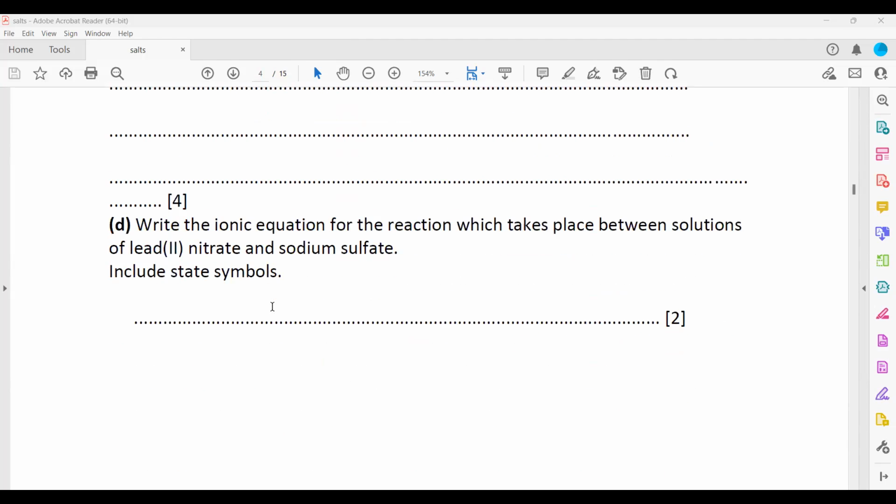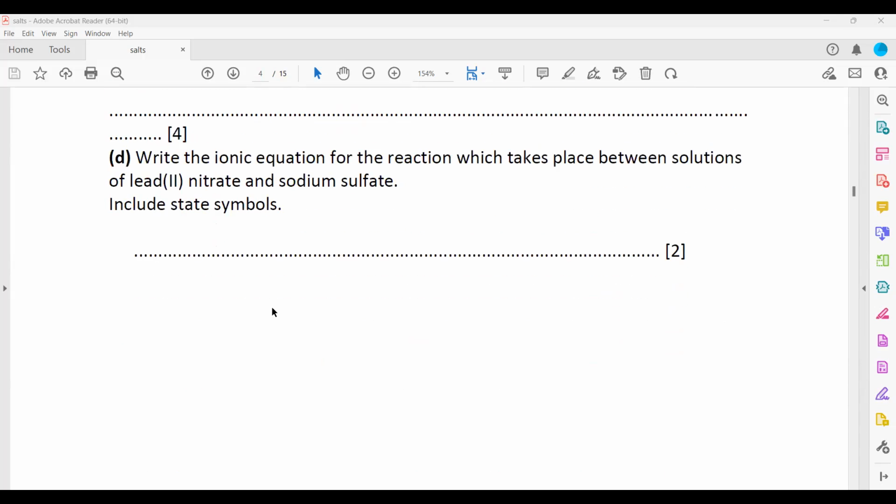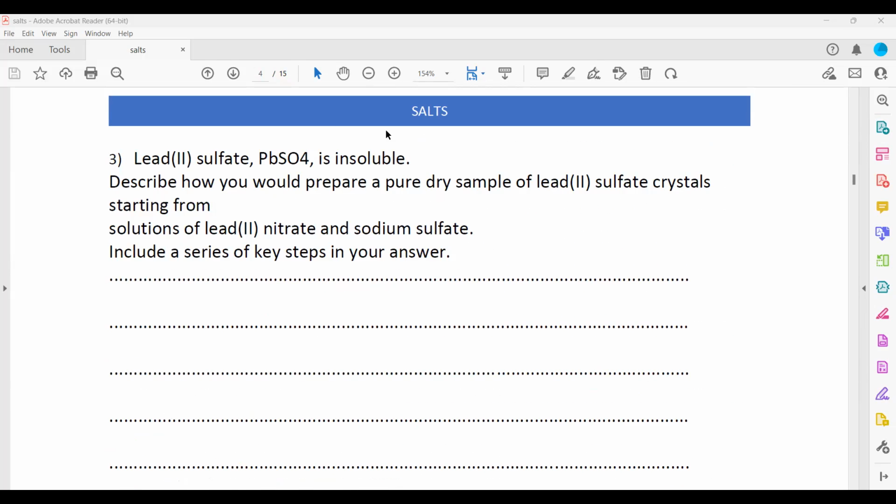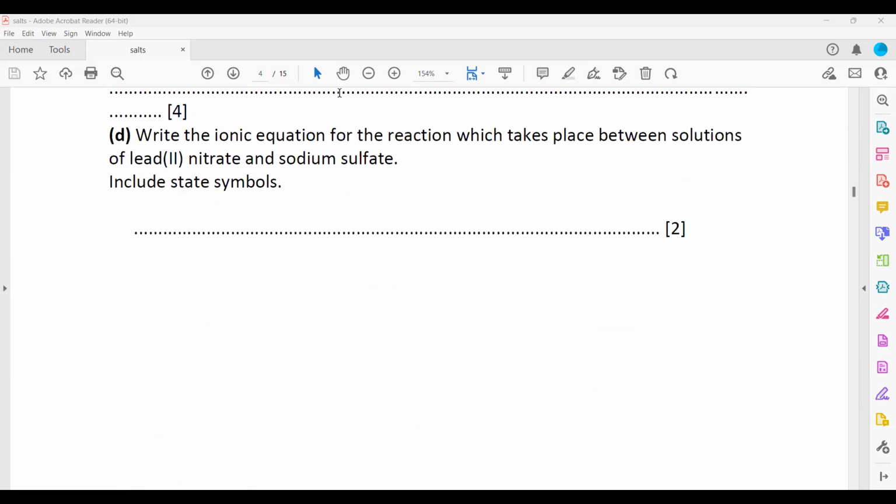The next one, normally you will find this question is always a part in which you have to write the ionic equation for the precipitate. So what precipitate is formed here? The precipitate is lead sulfate, because lead sulfate is an insoluble salt. So as lead sulfate is an insoluble salt, the product is PbSO4.